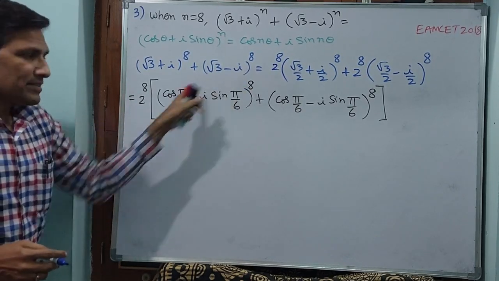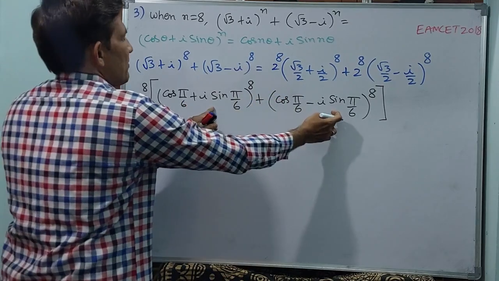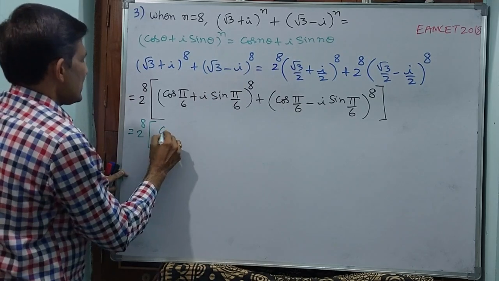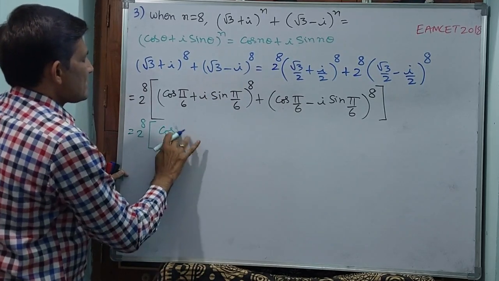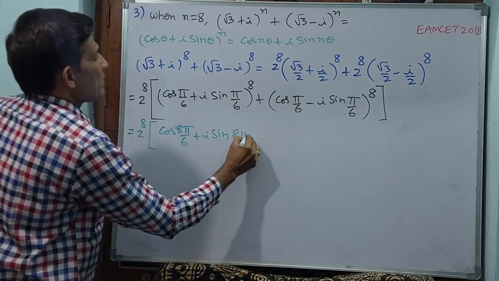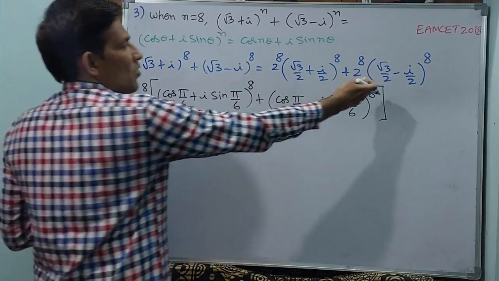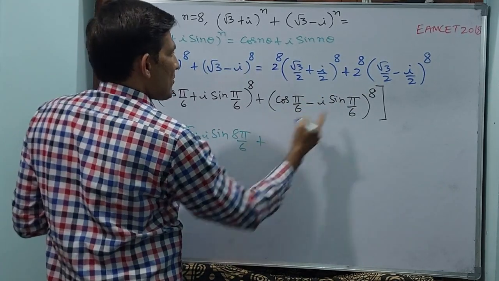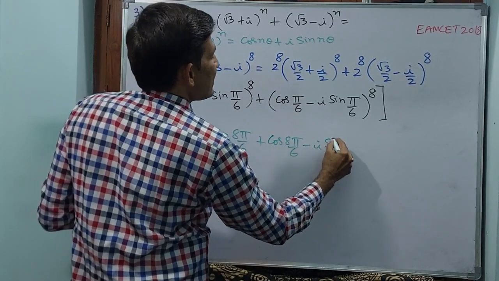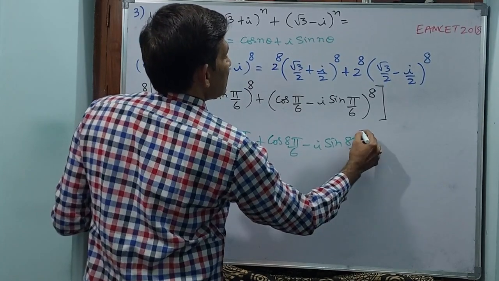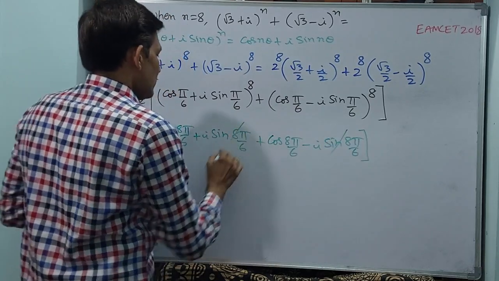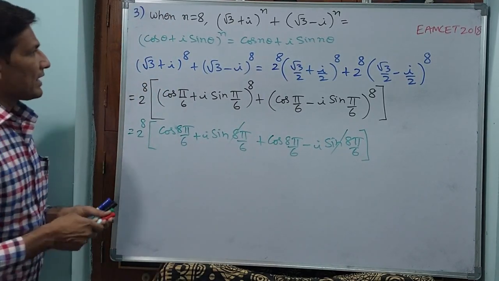First you send the 8 inside, both. Afterwards we will cancel out this plus minus. Until now don't cancel. 2 power 8 will be like this only. You see, n I am sending: cos 8 pi by 6 plus i sin 8 pi by 6 plus, now while sending, you can open this bracket, no problem. Why? Because after sending, cos 8 pi by 6 minus i sin 8 pi by 6. Okay? Now you tell me, these both are same, you can cancel out. Definitely I can cancel out.